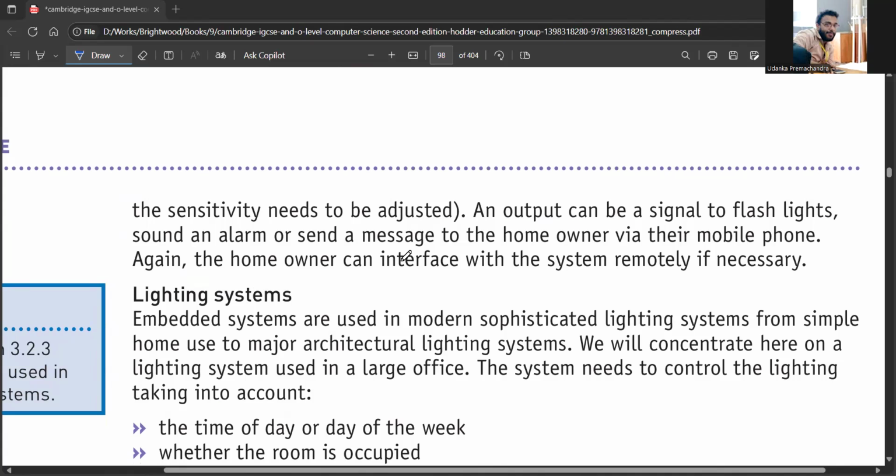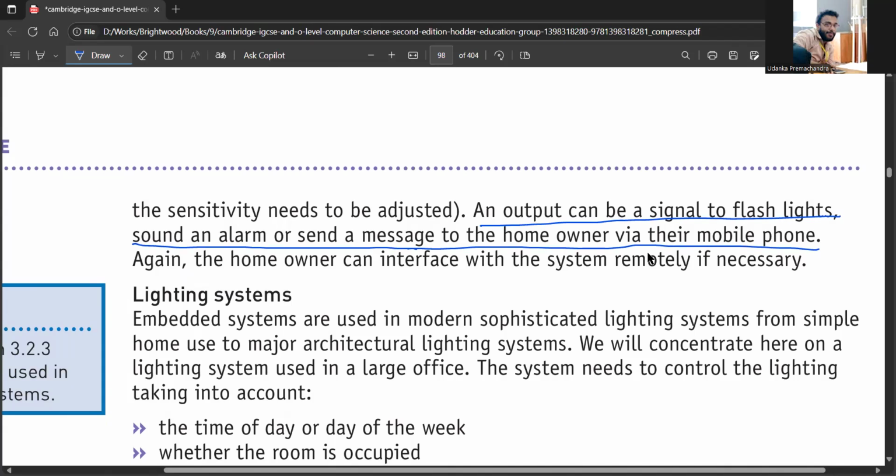Okay, the final output can be a sound, an alarm, or a message sent to the homeowner via their mobile phone. The homeowner can interface with the system remotely if it is necessary. So the final output can be a flashlight signal, a sound or alarm, or sending a message, according to what the input sensing detects. An output can be a signal as a flashlight, a sound, an alarm, or send a message to the homeowner via their mobile phone.